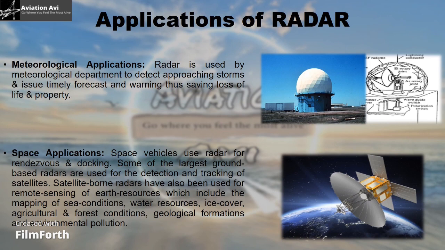There are space applications of radar where space vehicles use radar for rendezvous and docking. They use these radars to ensure docking of spacecraft to a particular location, guiding the spacecraft to a particular location and helping in appropriate docking. Some of the largest ground-based radars are used for the detection and tracking of satellites. Satellite-borne radars have also been used for remote sensing and earth resources, which include the mapping of sea conditions, water resources, ice covers, agriculture and forest conditions, geographical formations and environmental pollution.